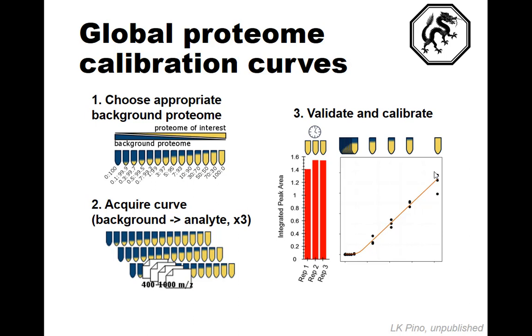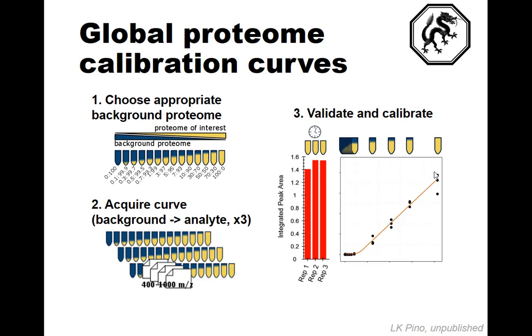And then I acquire. The question I had just gotten earlier was, do you acquire this with your regular method? I acquire this with my regular method, and my method of choice for DIA surveys 400 to 1,000 m/z precursors. So I acquire from my blank, which is 100% background proteome, all the way up to 100% of my analyte proteome. And then I acquire again, and then I acquire a third time. So three replicates of this curve.